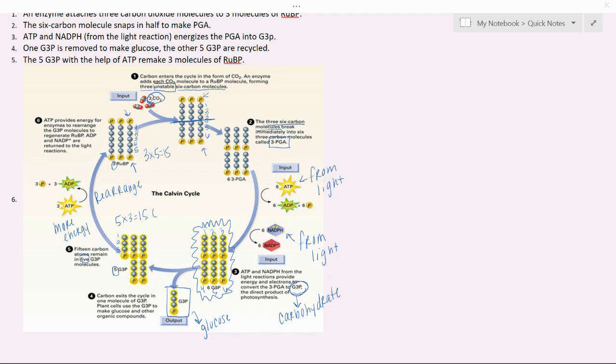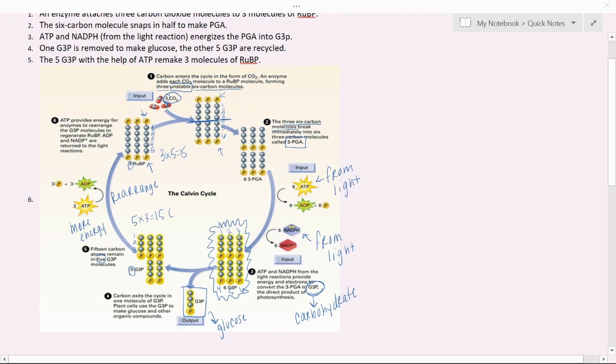A couple of things as we're going along. We have this ATP coming from the light reactions. After it zaps that PGA into the G3P, it is now going to return back to the thylakoids in order to be used for the light reactions.